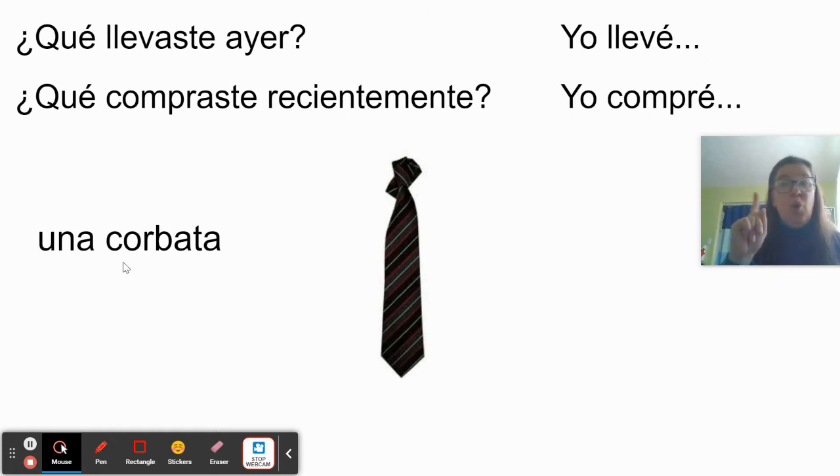Yo no llevé una corbata ayer. Una corbata. Yo compré una corbata ayer. ¿Por qué? Oh, el diseño, las rayas. Para mi esposo.